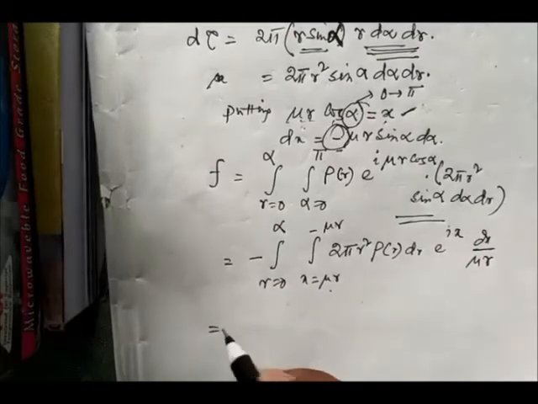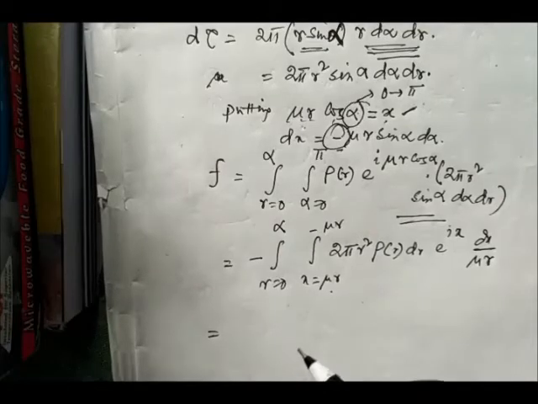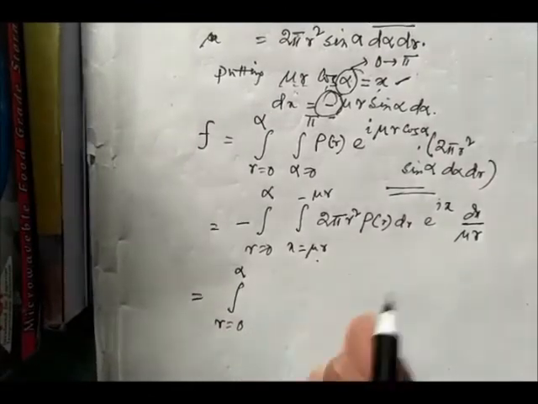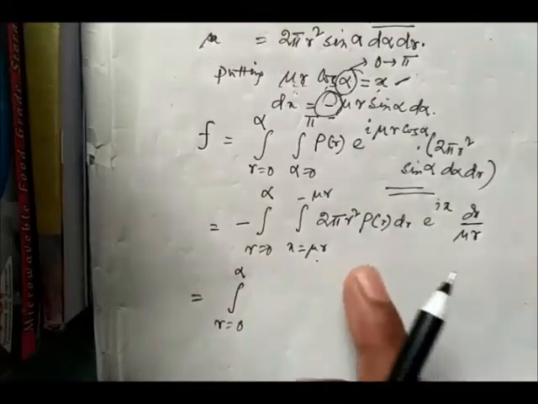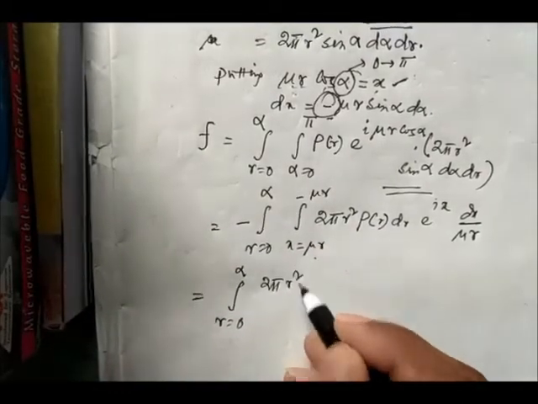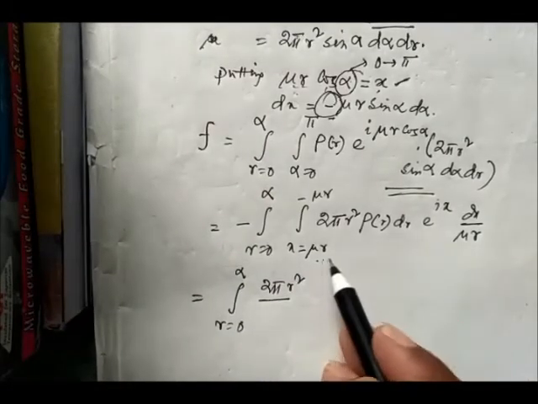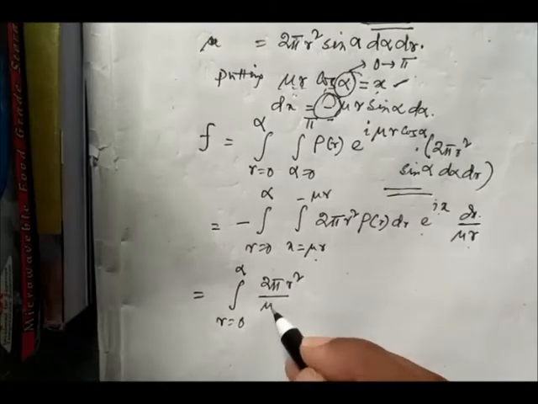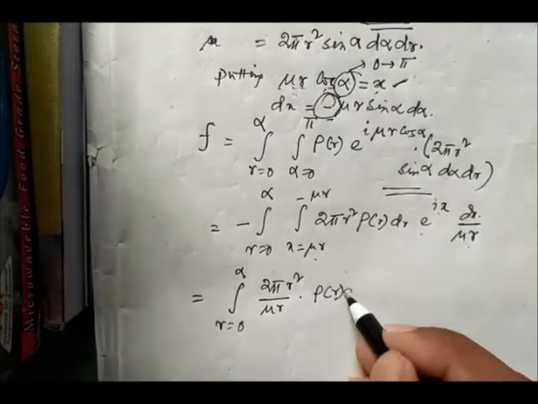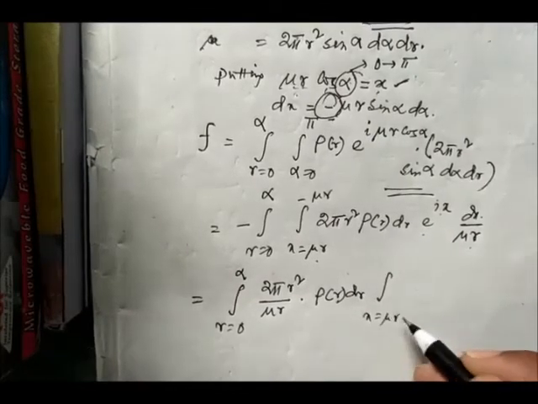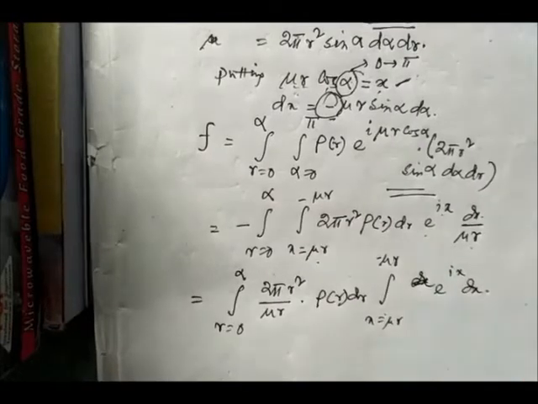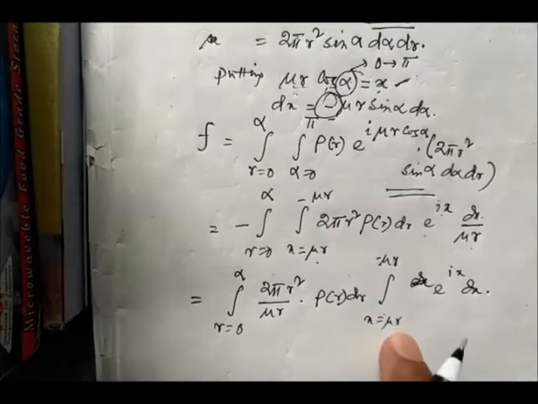Now if you integrate this whole term, what will you get? You will get the integral r equals 0 to infinity, keep this, 2 pi r square divided by mu r into rho r dr, and you just integrate e to the power i x dx, with x from plus mu r to minus mu r. Right?